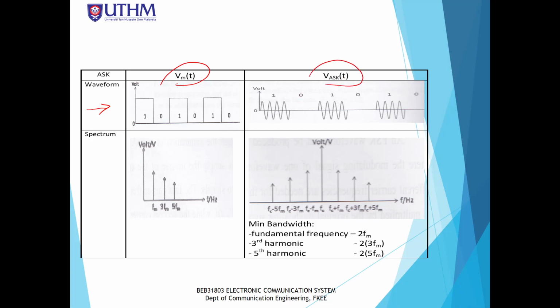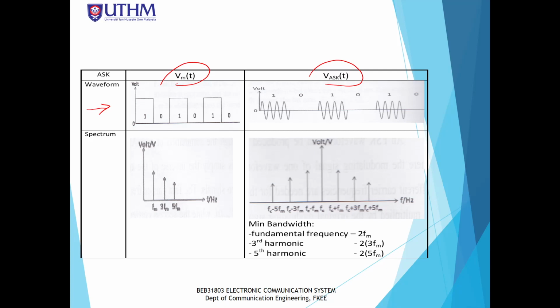So it looks like this: sine wave, off, sine wave, off, sine wave, off. So switch on, switch off, switch on, switch off. So this is the ASK, also known as on-off keying. What about the frequency spectrum?